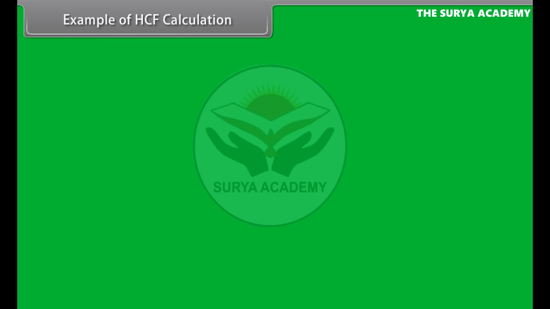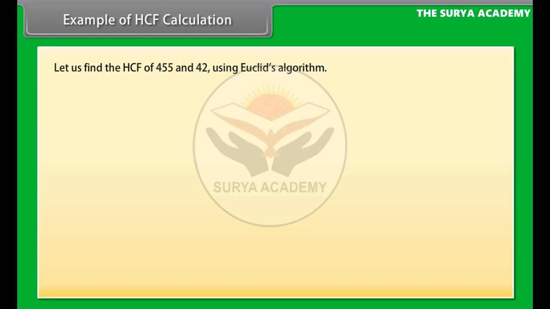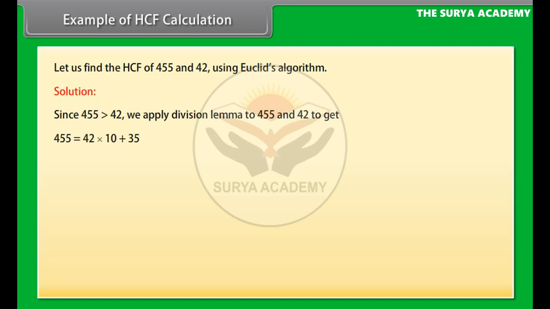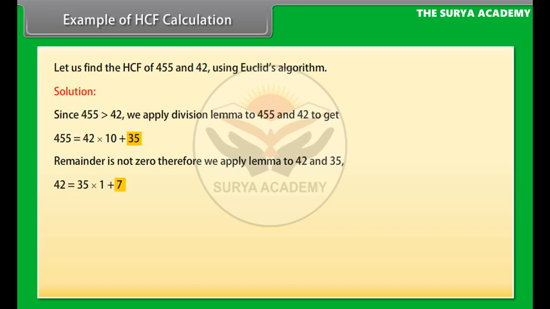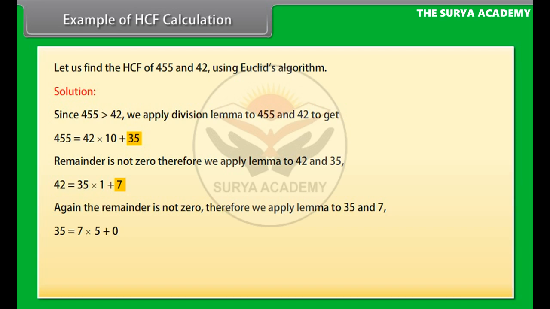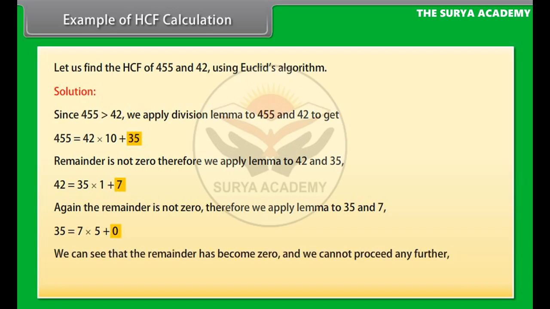Example of HCF calculation. Let us find the HCF of 455 and 42 using Euclid's algorithm. Solution. Since 455 is greater than 42, we apply division lemma to 455 and 42 to get 455 = 42 × 10 + 35. Remainder is not 0, therefore we apply lemma to 42 and 35. 42 = 35 × 1 + 7. Again, the remainder is not 0, therefore we apply lemma to 35 and 7. 35 = 7 × 5 + 0. We can see that the remainder has become 0 and we cannot proceed any further. Therefore, the HCF of 455 and 42 is the divisor at this stage, that is 7.